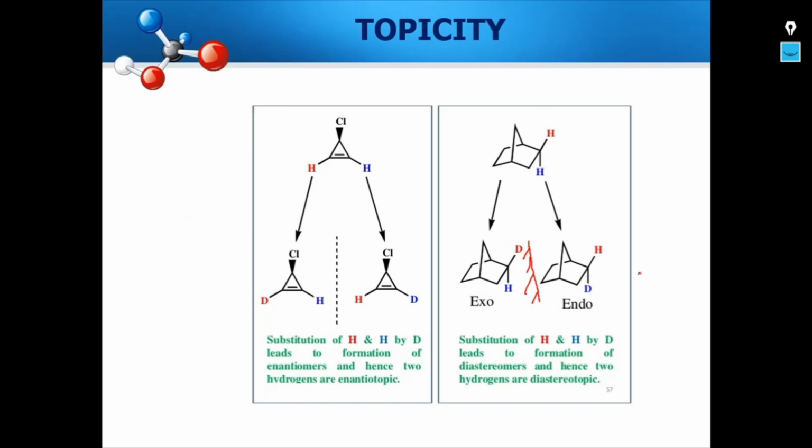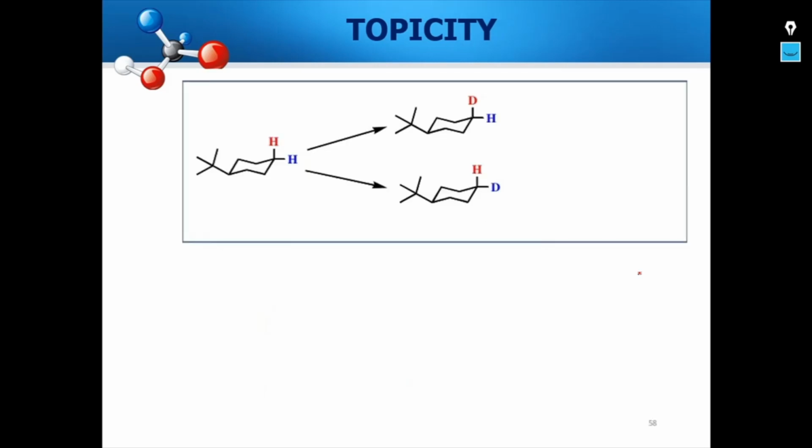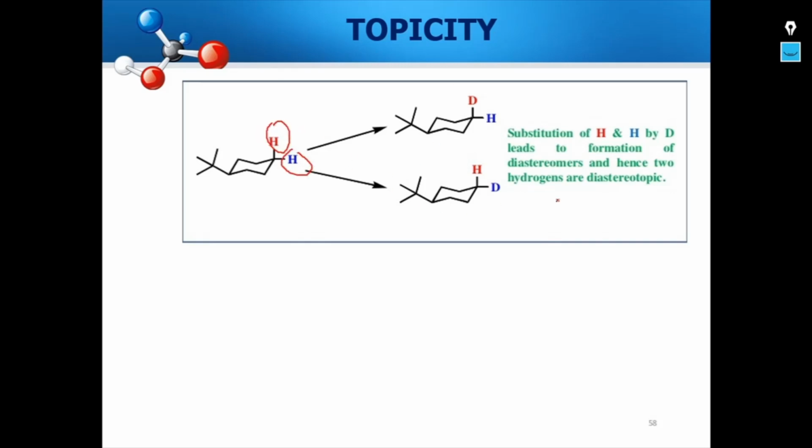It's amazing, right? So the topicity becomes a little bit amazing when you go into detail. Let us take this cyclohexane system where you have two hydrogens. I replace the hydrogens with deuterium, and can we guess? Yes, give it a try. I'm going to put the answer. Yes, 1, 2, 3, here we go. So these two hydrogens are diastereotopic because they give rise to stereoisomers which are not mirror images of each other.